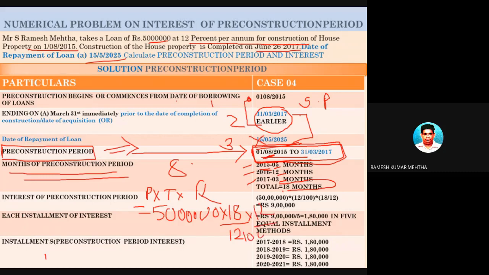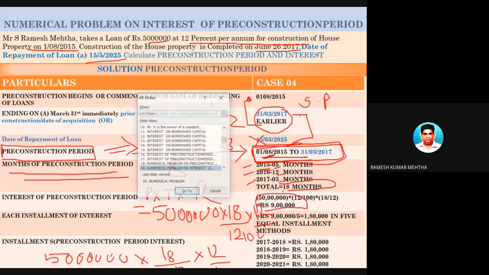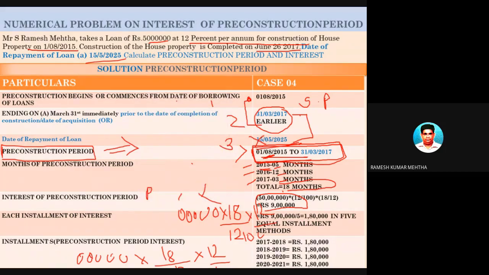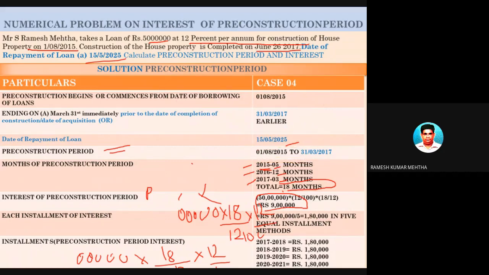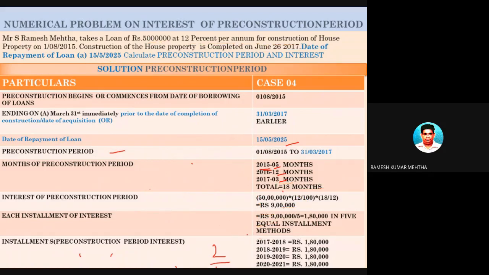I will show you here. 50 lakhs into 18 divided by 12, that is 1.5 years. So 1.5 years interest can be shown as deduction, as interest of the pre-construction period into 12 percent. If you calculate this, around 9 lakh rupees was the interest he has paid as pre-construction period interest. During these 18 months, starting from 1st August 2015 and ending on 31st March 2017, this person has paid pre-construction period interest of 9 lakh rupees.